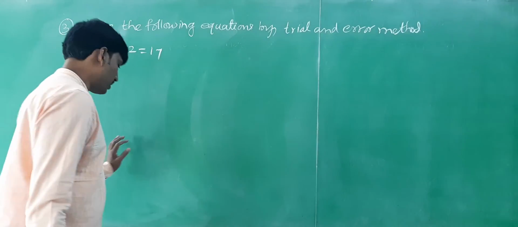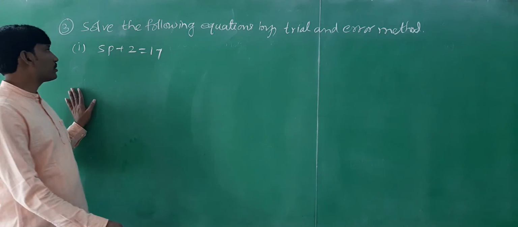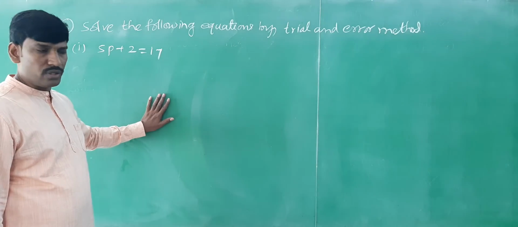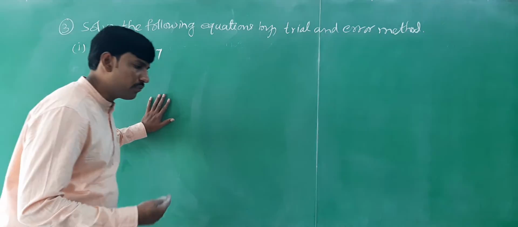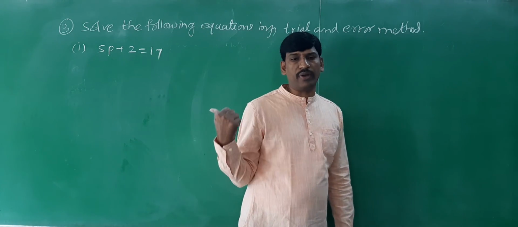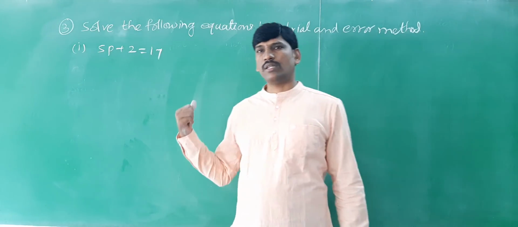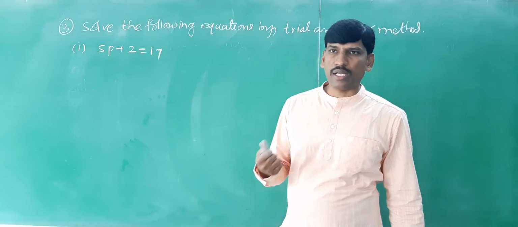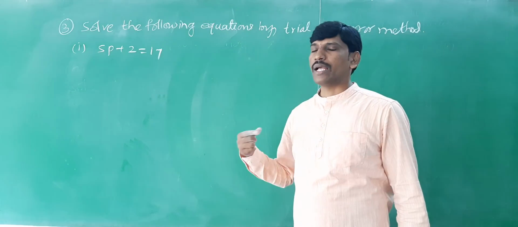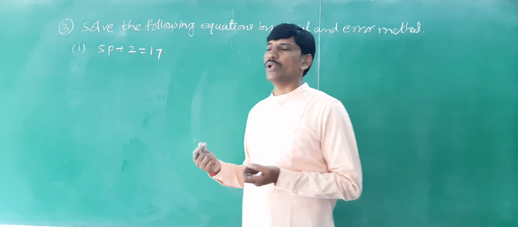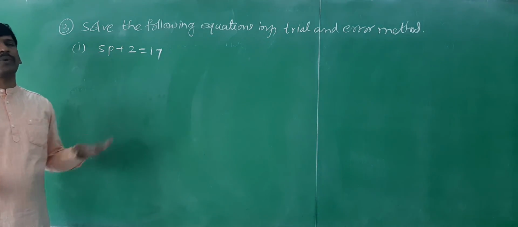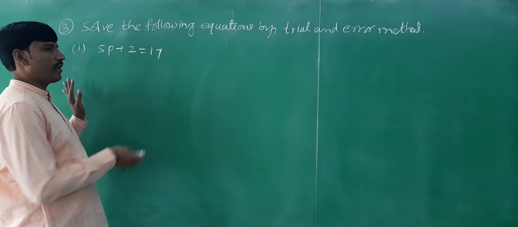Children, let us discuss question number 3. Solve the following equations by trial and error method. In the trial and error method, we need to substitute a value for the given variable, here p. So p equal to 1, substitute, simplify. If LHS equal to RHS, then that is the solution. If not, then we can substitute p equal to 2, p equal to 3, like that. Whatever value of p satisfies the given equation, you can stop the process. That is the solution of the equation, right?